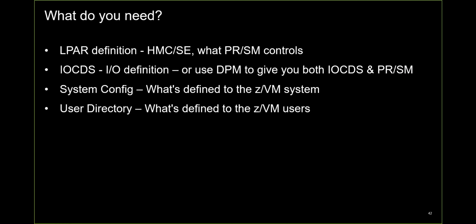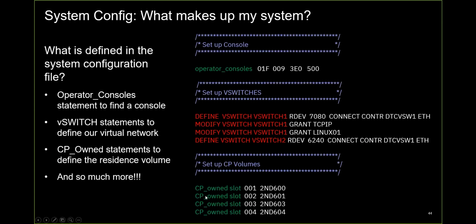So let's look at an example of the system configuration file. Now, there's a lot more that you can configure than what I can show on a single screen, but I tried to choose some interesting things that we touched on or talked about. So here you would set up things like your operator consoles. This is what actually is used to tell CP where to find a console and enables us to see that nice 3270 logo screen for z/VM. Without having an operator console, you can't really interact with a virtual machine.